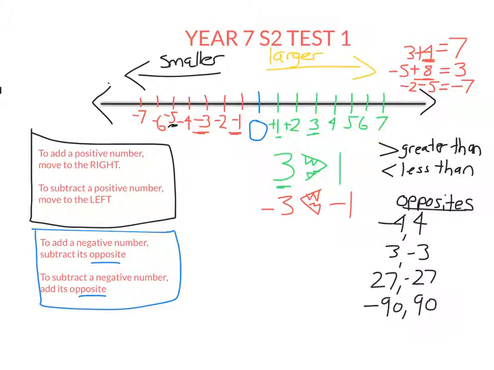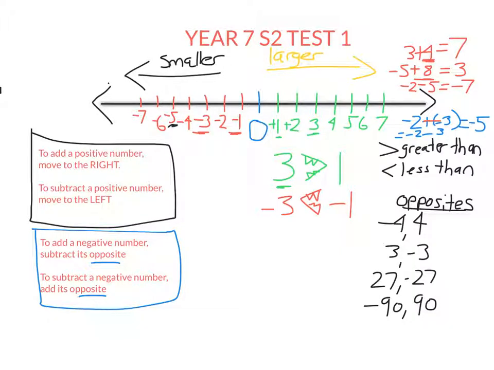So let's say I wanted to perform -2 plus -3. So I'm adding a negative. When I add a negative, I subtract its opposite. So what that means is I take -2 and just subtract +3. When you have a plus and a minus next to each other, they make a minus. So -2 plus -3 is the same as -2, so we'll go to -2 and subtract 3. 1, 2, 3. So we're actually making the number smaller. -2 plus -3 is -5.